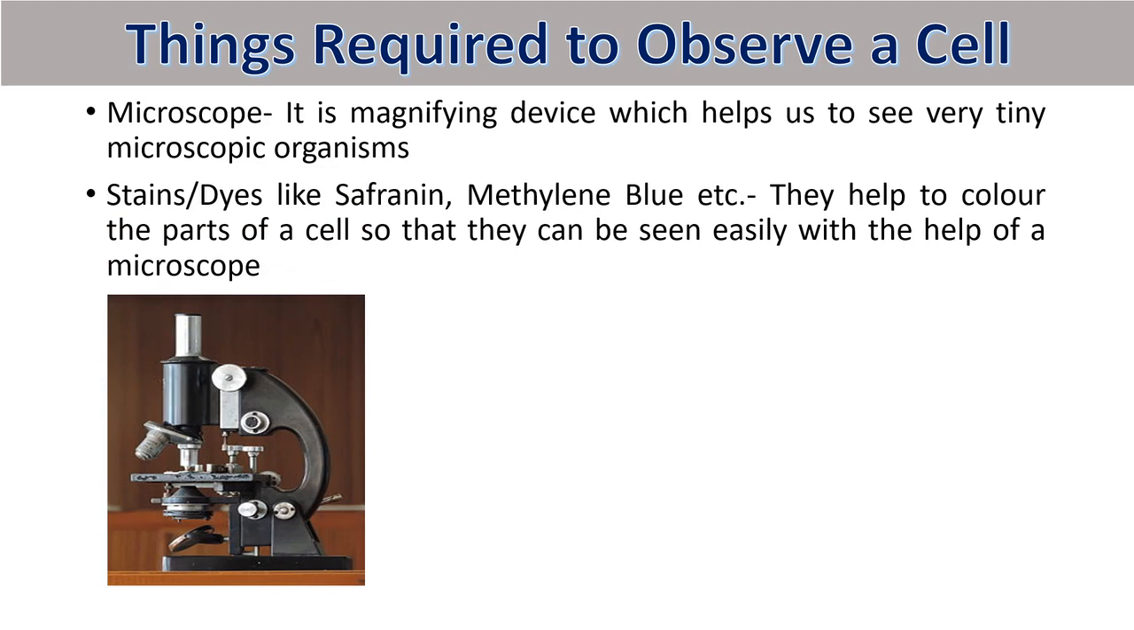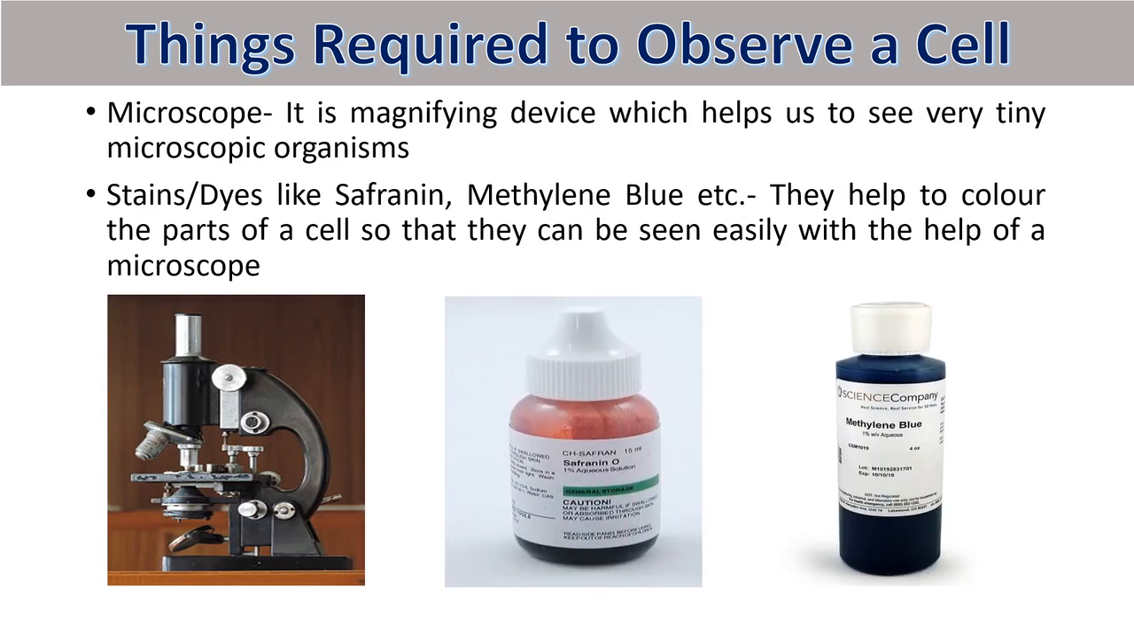To observe the cell clearly under the microscope, they need to be stained. The most commonly used dyes or stains are safranin, methylene blue, cotton blue, etc. These stains color the parts of the cell so that they can be seen clearly with a microscope. Children, each component of a cell has a different tendency to absorb the stains. And just because of that, each component appears distinctly under the microscope.